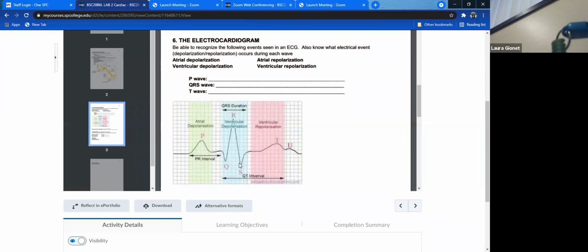During the QRS wave, we not only allow the atria to relax now and repolarize, but we start to contract the ventricles and go into systole. So during the QRS wave, we have atrial repolarization and ventricular depolarization, two things occurring and overlapping. And then in the T wave, we have ventricular repolarization.